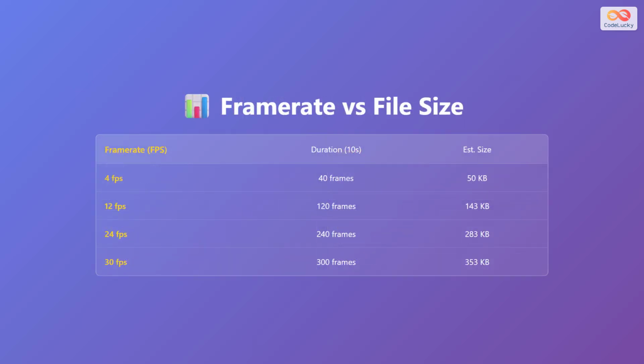There is a clear relationship between frame rate and file size. At 4 frames per second, a 10-second animation has 40 frames and an estimated size of 50 kilobytes. At 12 frames per second, that same 10-second animation has 120 frames with 143 kilobytes. At 24 frames per second, you get 240 frames and 283 kilobytes. At 30 frames per second, 300 frames result in 353 kilobytes. Higher frame rates mean smoother animations, but larger file sizes.